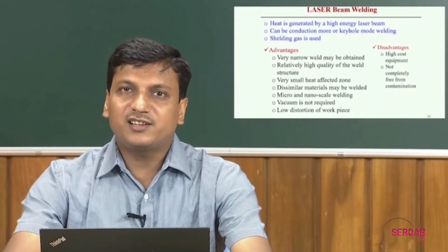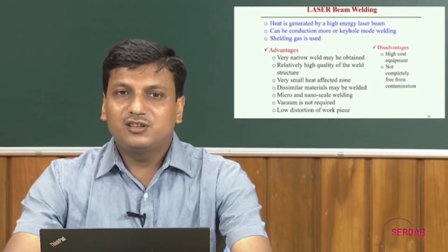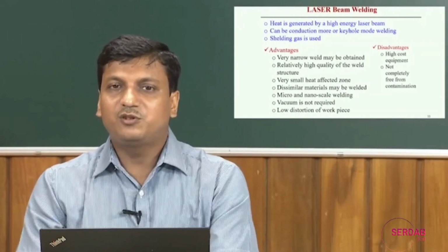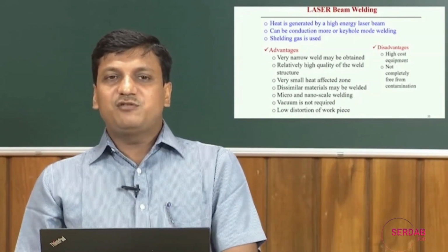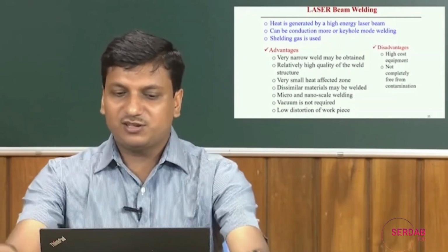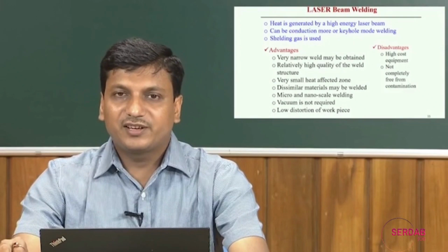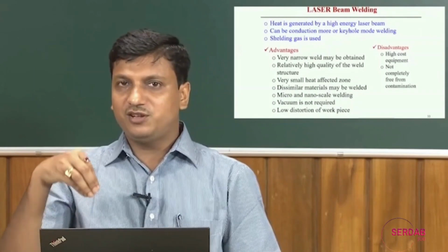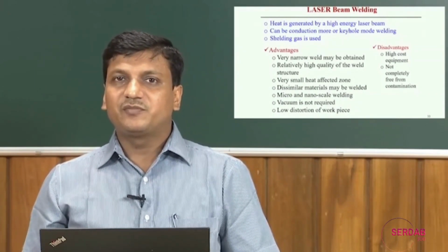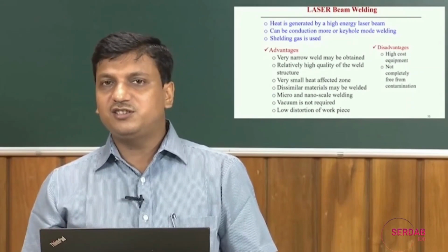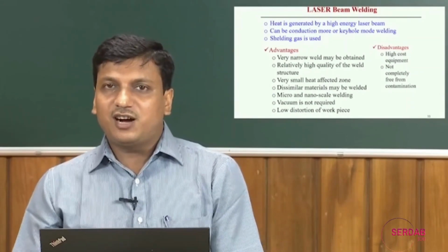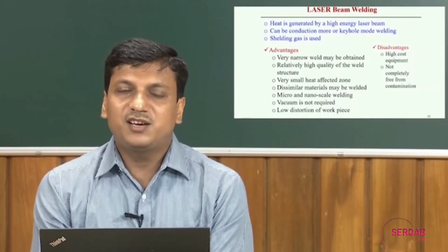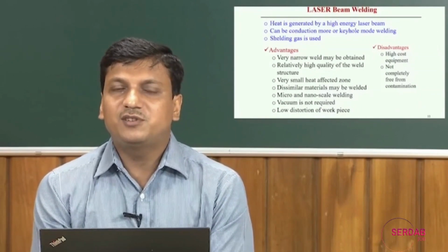Of course, like other arc welding processes, laser beam welding also uses shielding gas to protect the molten pool of the material. But if we look at the typical advantages of this process, first, a very narrow weld zone can be obtained, because the beam is focused on a very small zone, but at the same time the intensity is very high as compared to arc welding processes. A relatively high quality weld zone can be produced by making use of the keyhole mode laser welding process.